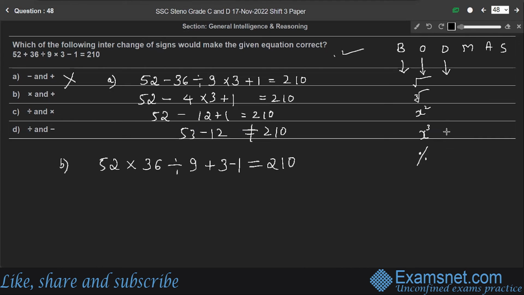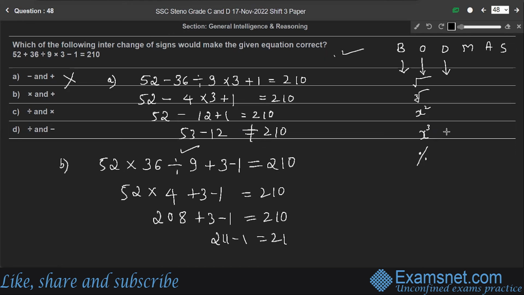Again by the BODMAS rule, go for division. So 52 into 36 by 9 is 4, plus 3 minus 1 should be equal to 210. Next comes multiplication. 52 into 4 is 208. Am I right? Yes, 208 plus 3 minus 1 is equal to 210, which is correct. 208 plus 3 is 211, minus 1 is 210. Therefore, by interchanging into and plus, or multiplication and addition signs, the given equation becomes correct, right? Option B is the right answer.